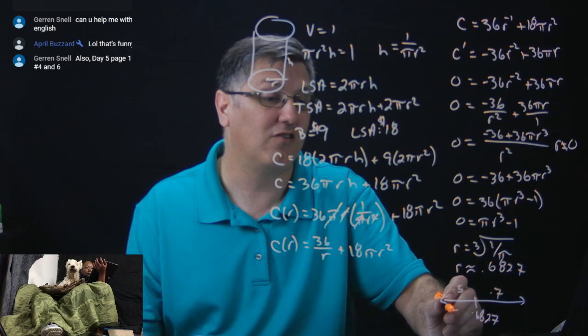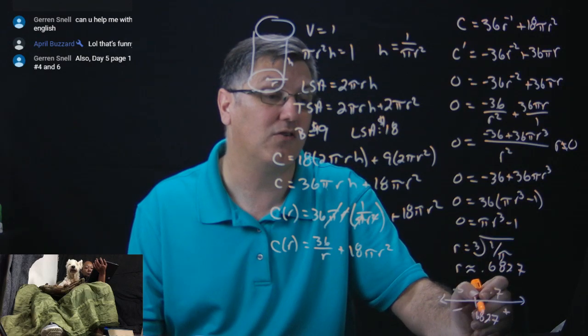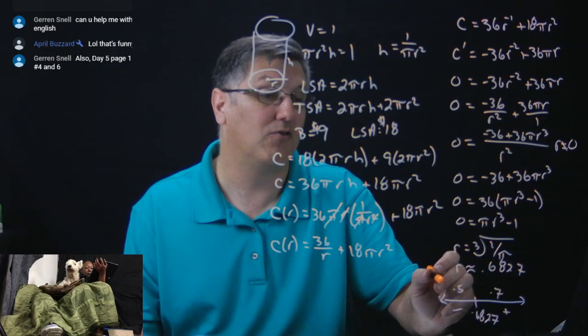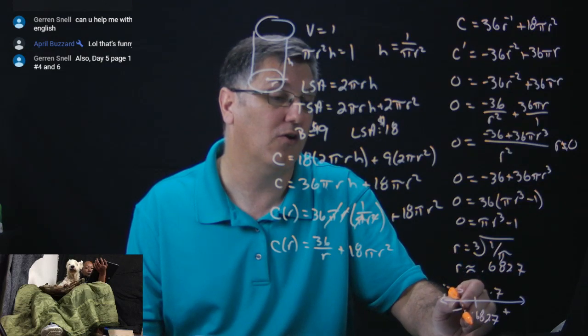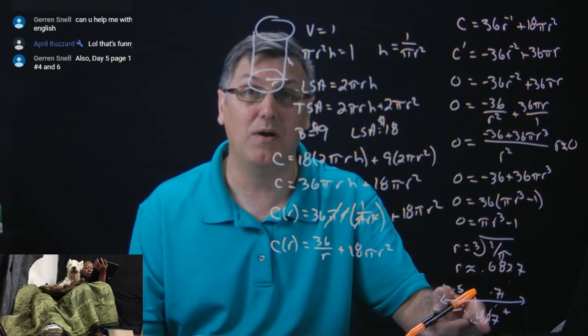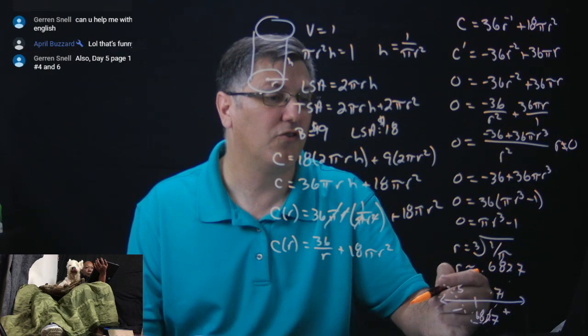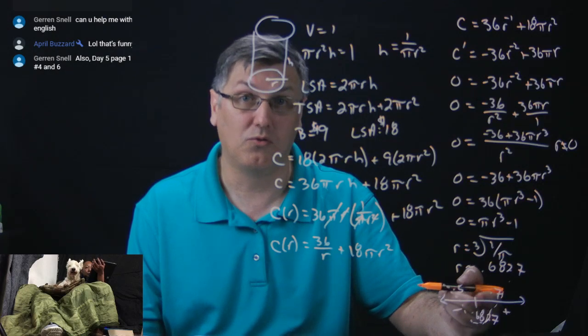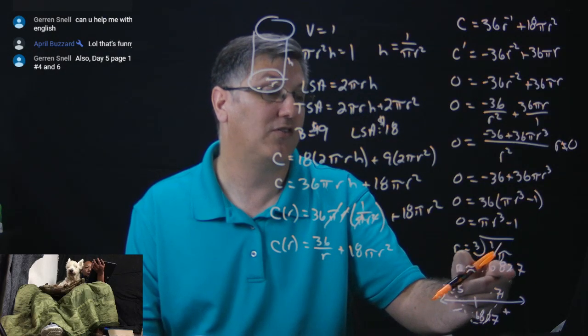What I find out is that this is a negative slope, and this is a positive slope. So what's happening on this graph is the graph is coming in here, then it has a slope of 0, and then it goes up. So indeed, this is a minimum value. The minimum value for my radius, which will minimize my cost, is going to be this 0.6827 and so on.